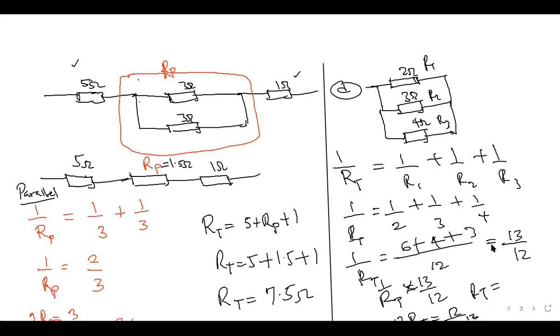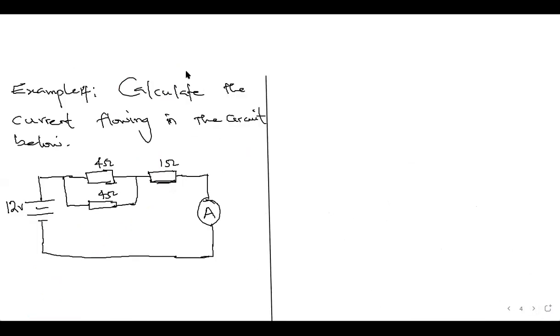12 over 13, that should be 0.9. Sorry, it's 12 over 13, not 13 over 12. So approximately 0.9. Okay.